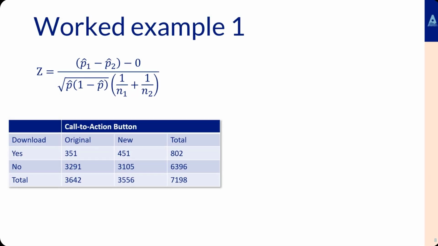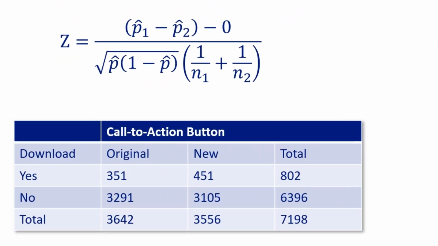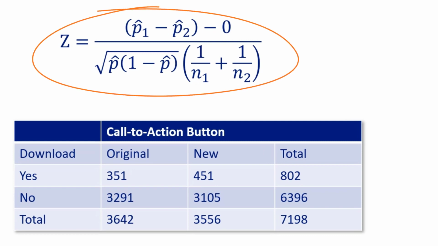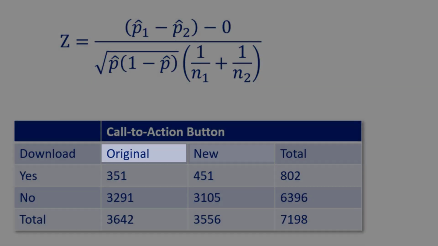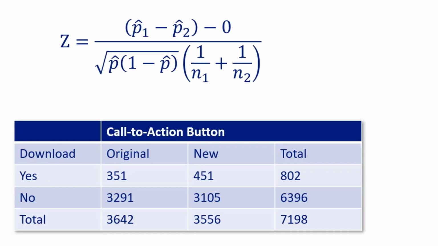So here we have a worked example 1. There's the Z-score algorithm, and we have a new data set, the call to action button and download versus original and new. So this is an example of A/B testing. We've got a button on a website, and the button is used to download something. And there's two different versions of the button, the original version and the new version. And the question is whether the original version or the new version are more likely to result in a yes to the download action. Are they more likely to be clicked?